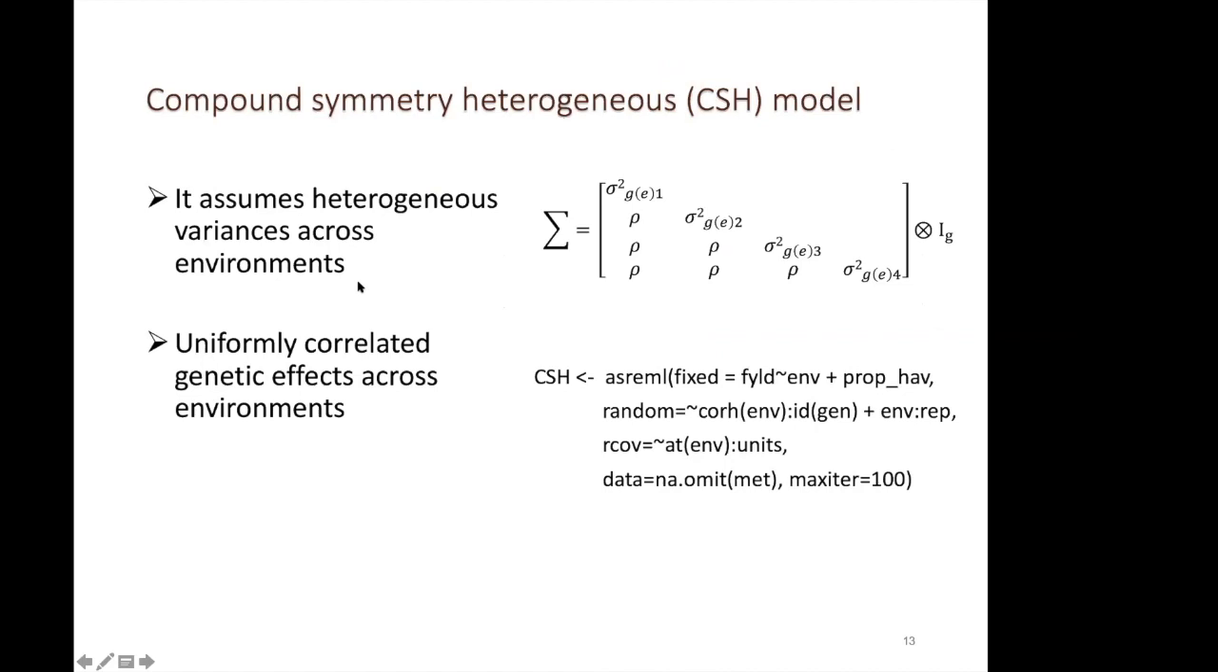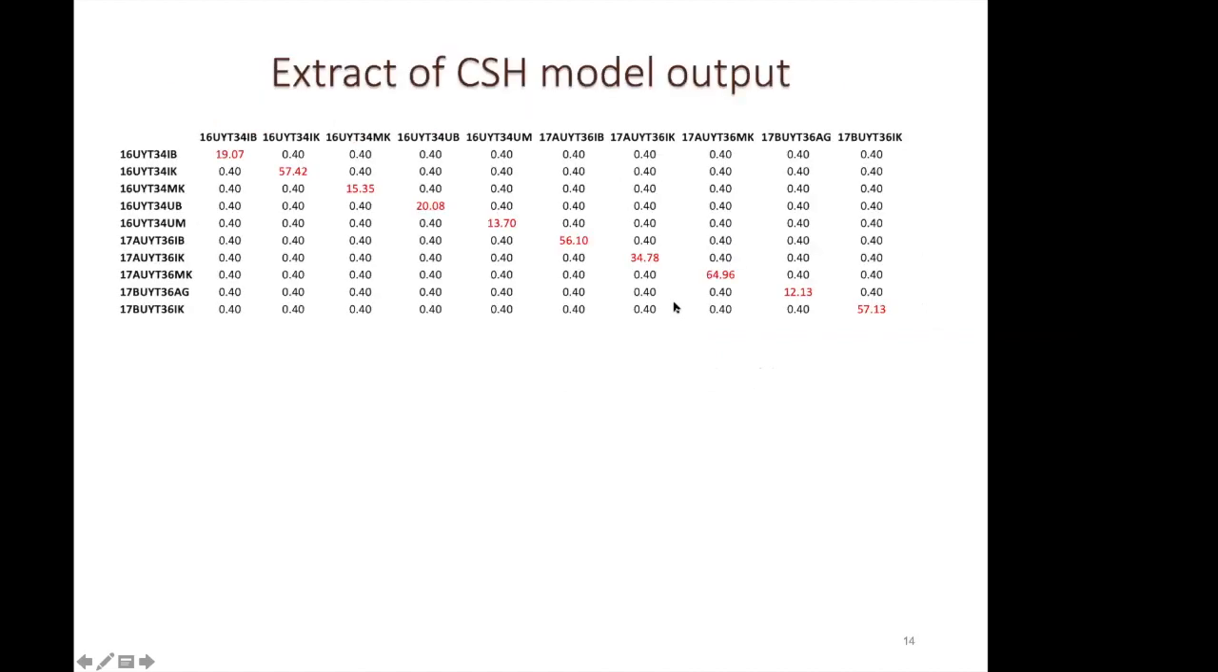So we went ahead to fit the compound symmetry heterogeneous model, which is just an extension of the previous model. Here, the correlation between any pair of environments is uniform. What makes it different from the previous model is that the genetic variance across the environments is heterogeneous. And this is the result obtained from that model. As you can see, along the principal diagonal are the genetic variances estimated in each of the environments, which are unique, but off the diagonal is the pairwise correlation between environments, which is uniform.